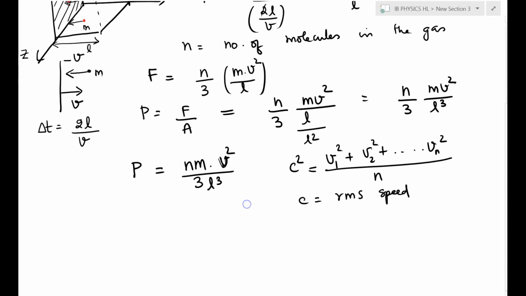So instead of assuming this to be a constant speed, we are going to replace this by the average speed of all the molecules. So therefore, P equals nmc squared divided by 3L cubed. Now this product, n times m, n being the number of molecules and m being the mass of each molecule, represents the total mass of the gas itself.